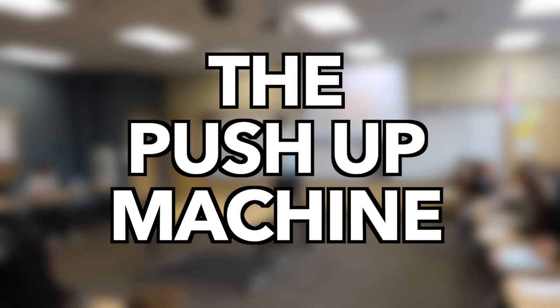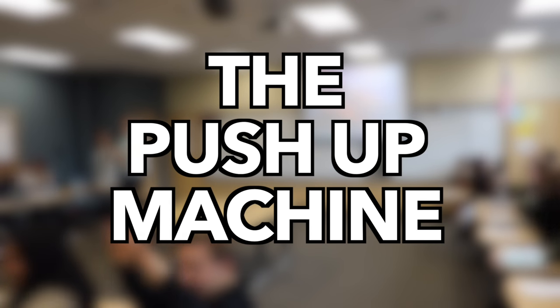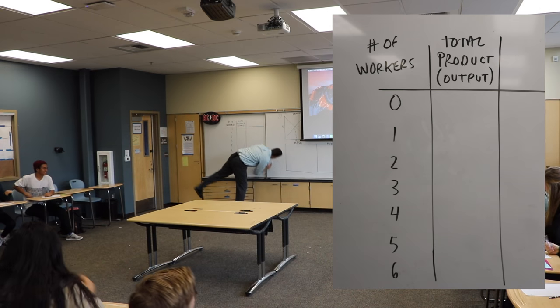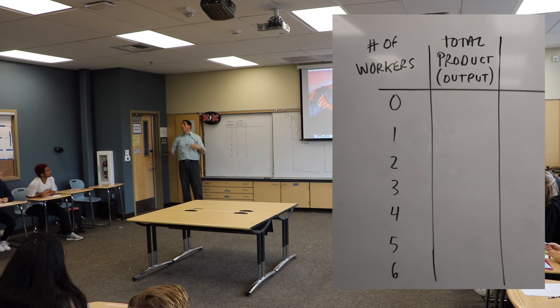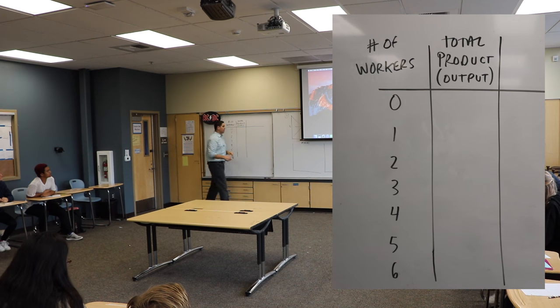Right now, double hand high five to your partner, followed by, hey, start this thing out. Right now, on your paper, you have total number of workers, you have the total product, which is the total output. We'll get that once we get people up on the machine.